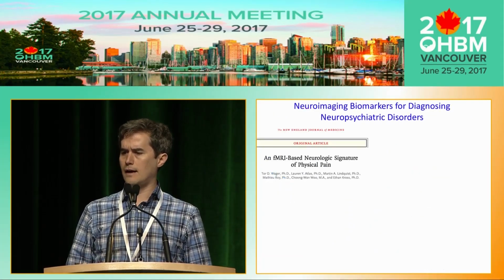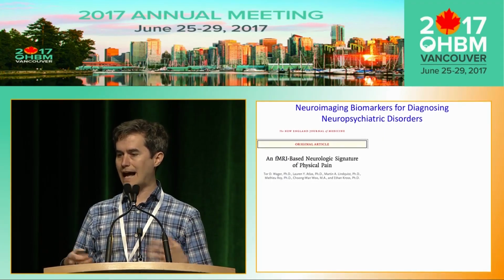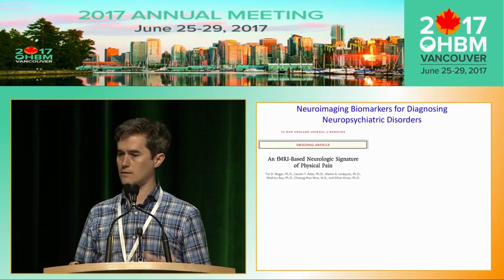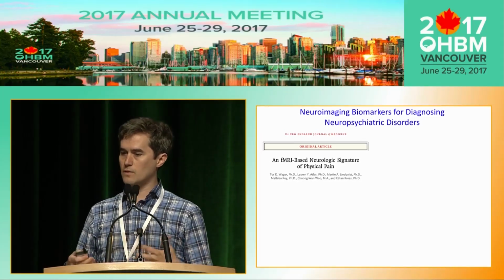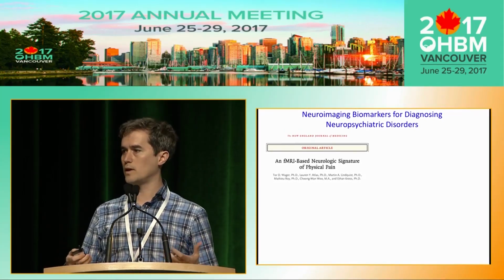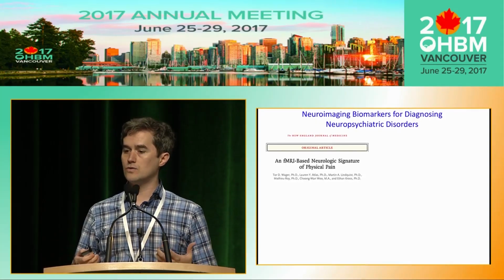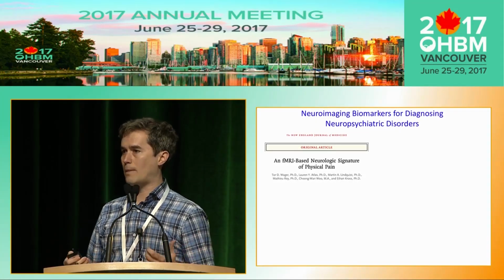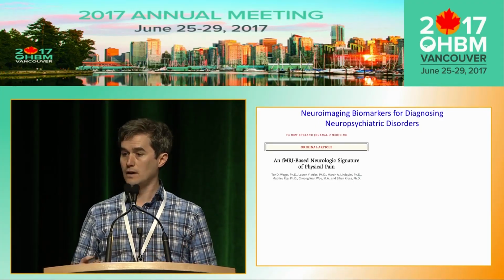And I think one of the gaps there is a lack of objective biomarkers for diagnosing mental illness and subtypes of mental illness. So we've been trying to test whether we could use fMRI measures of functional connectivity to rethink the way we go about categorizing patients with depression in particular.